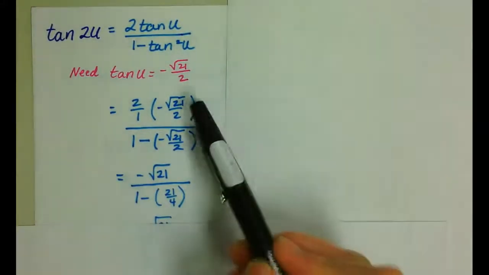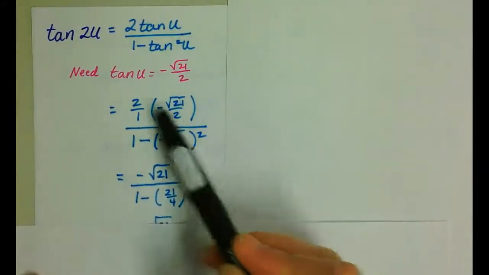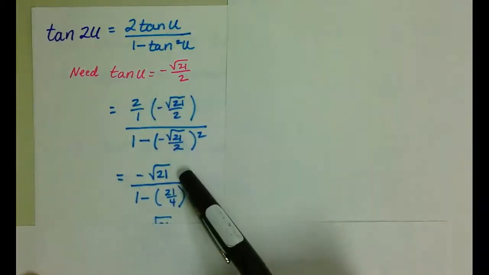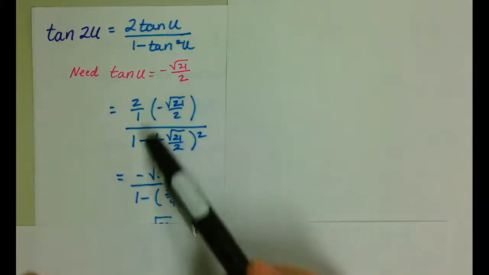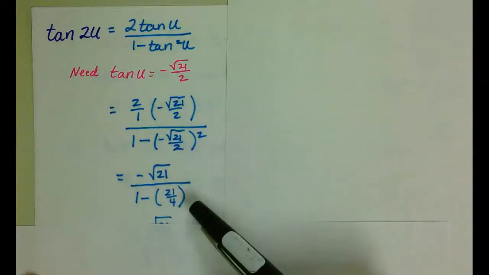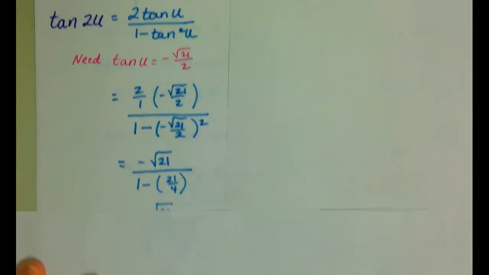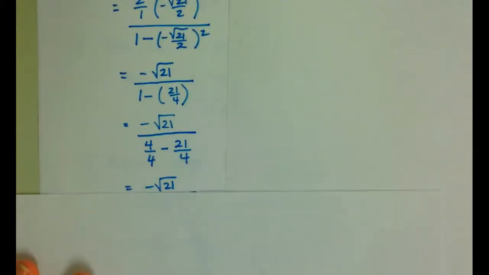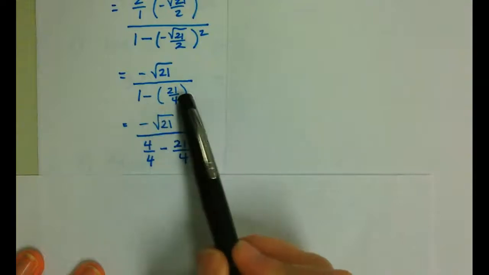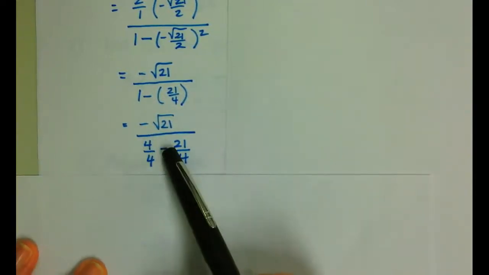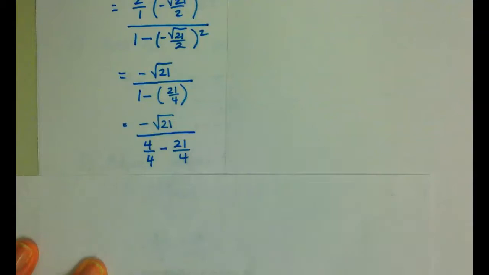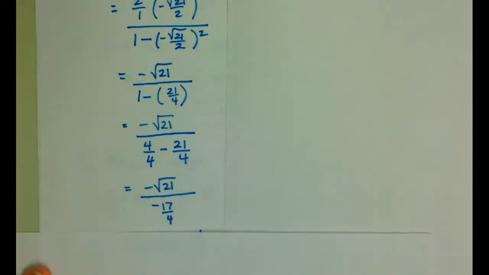So on top, this is multiplication, remember, so those 2's would cancel and you're left with negative root 21. On the bottom you have 1 minus, because this would be plus once you square it, 21 over 4. So then we need to get a common denominator down here. So 1 becomes 4 over 4, and we have 4 minus 21 over 4 on the bottom. So on the bottom I now have negative 17/4.